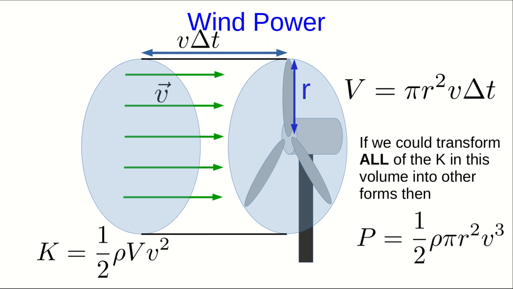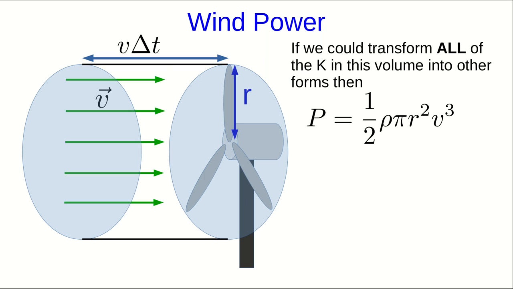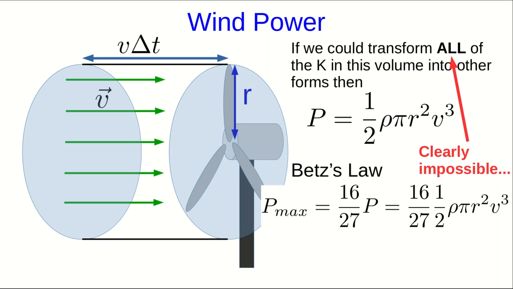This expression, however, is overall not quite correct, because we are assuming that we can transform all of the kinetic energy of this volume into other forms, and that is clearly impossible. Think about what would happen if we did. The air would arrive at the blades and would all stop, and now we would have stationary air around the blades. Clearly, this air has to keep moving and get out of the way so that more air can pass through the blades.